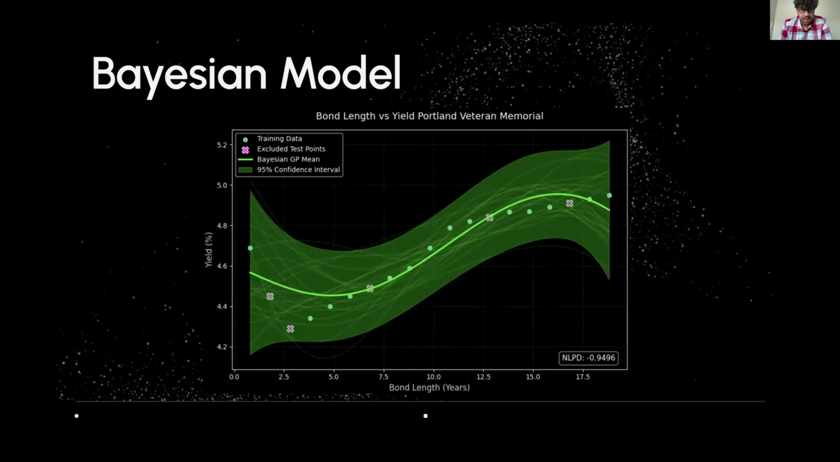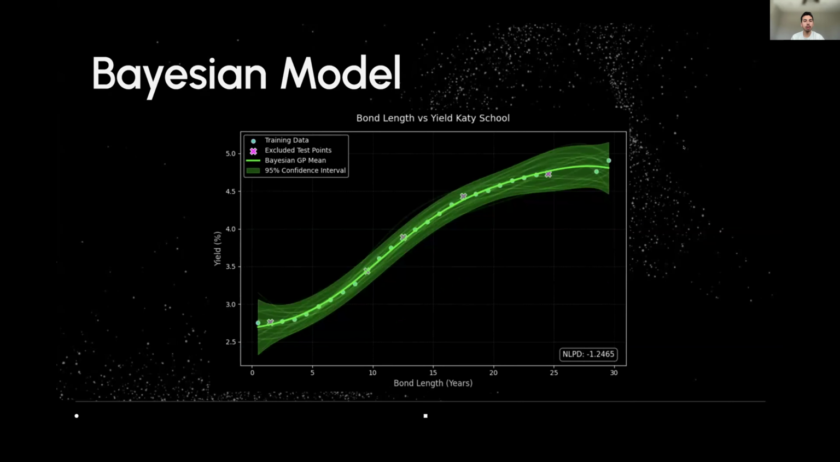Then this is the Bayesian model for the Portland Veteran Memorial. As you can see here, the 95% confidence interval is really broad, so there's a lot of uncertainty in this model. And this is another model which we fit, for the Katy Independent School District bonds. Here, one thing we can notice is that the bands are pretty thin, so there's very little uncertainty surrounding these bonds and their yields. Another thing I wanted to point out is the lines are sampled functions, so they're basically plausible functions that could give you the line of best fit.